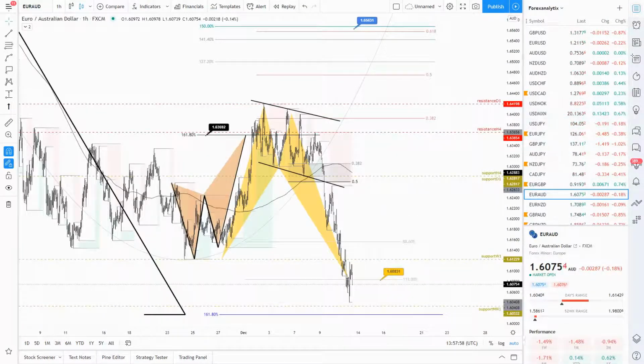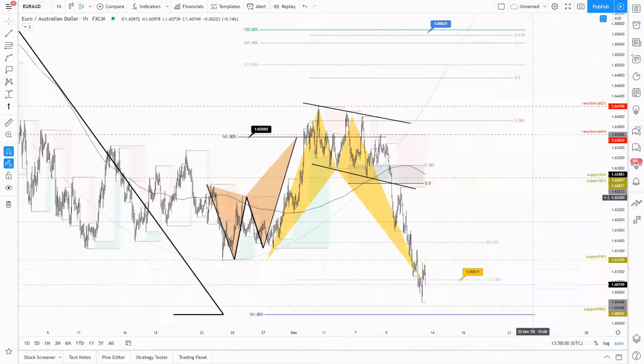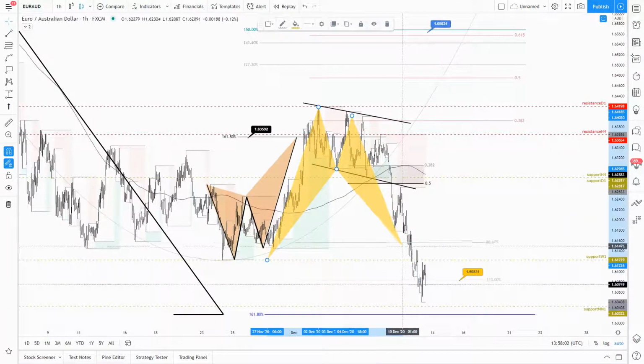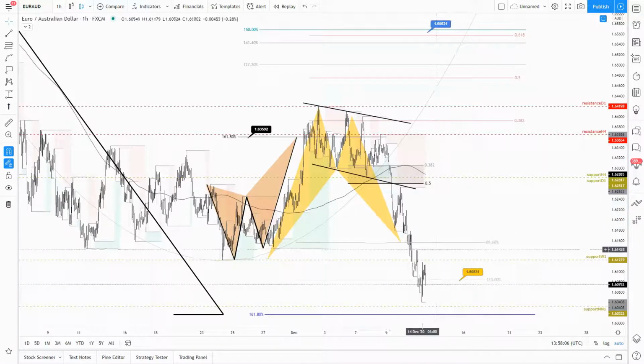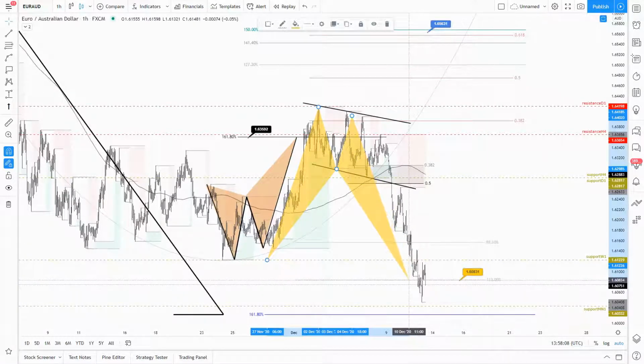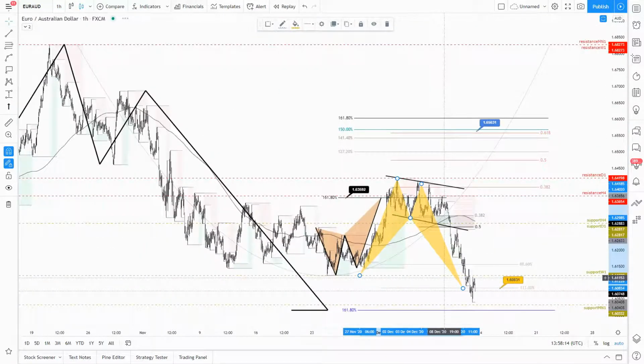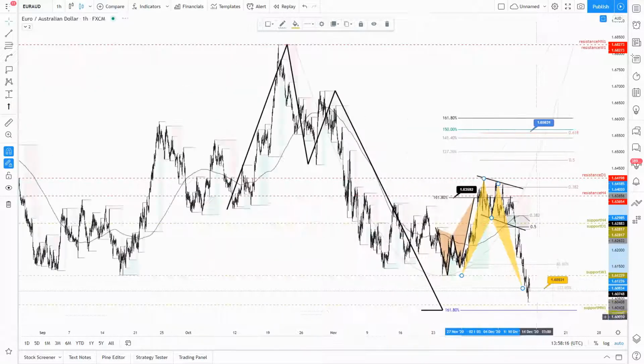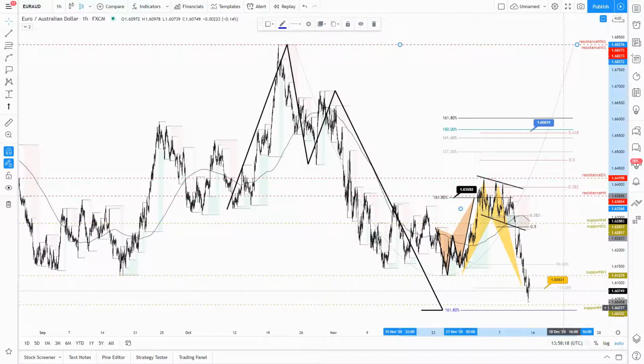Euro versus Australian dollar. Bullish bat pattern, 88.6 ignored, 113% Fibonacci extension, 160.83 also ignored, and a major crab pattern projected at 168 extension. Actually, it's this one.